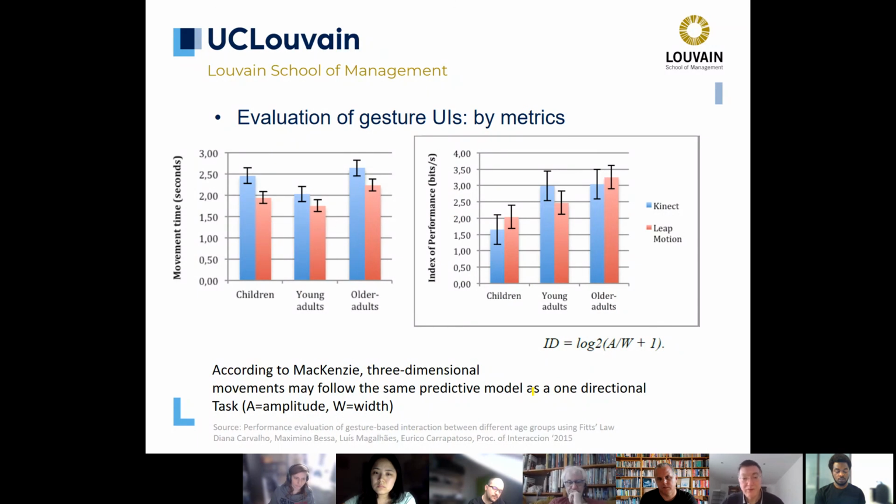So of course we can also evaluate by metrics, and we have seen several examples, like what is the production time, how much time do I need to produce a gesture. So here they compared gestures produced with a Kinect with respect to a Leap Motion. In the first case, the gesture produced and recognized by Leap Motion required less time than with a Kinect. And the second one, the index of performance based on Fitts' law, is a little bit different for different types of users. For the children, the performance was higher with the Leap Motion, but not for young adults, and surprisingly for older adults the performance was better. So again, depending on the metric, we can have different results, and this is very difficult because we can come up with many metrics.